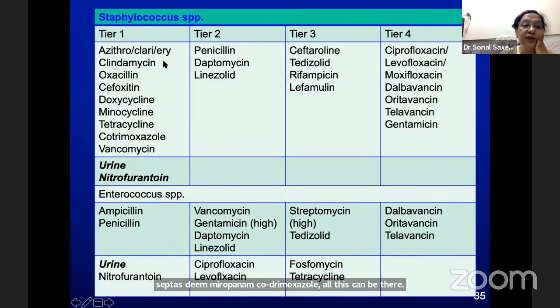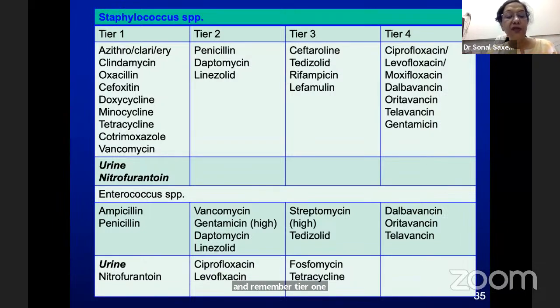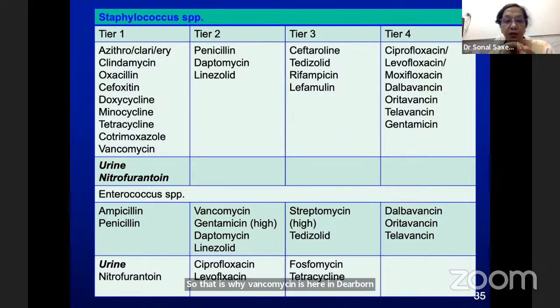Staph, of course, any of the macrolides, clindamycin, of course, after you've done your ICR or inducible clindamycin resistance. Cefoxitin or oxacillin, whatever you're doing, it will be in the first. Again, tetra, mino, and doxy in first. And remember, tier 1 includes vancomycin because 60 to 70% of the isolates all over the world, as per the GLASS report, are MRSA. So if you have MRSA, you have to give a tier 1 drug for MRSA. That is why vancomycin is here in tier 1. So this is again a question: why vancomycin, being such a reserved drug, is kept in tier 1? It is because the treatment of MRSA is dependent on this.